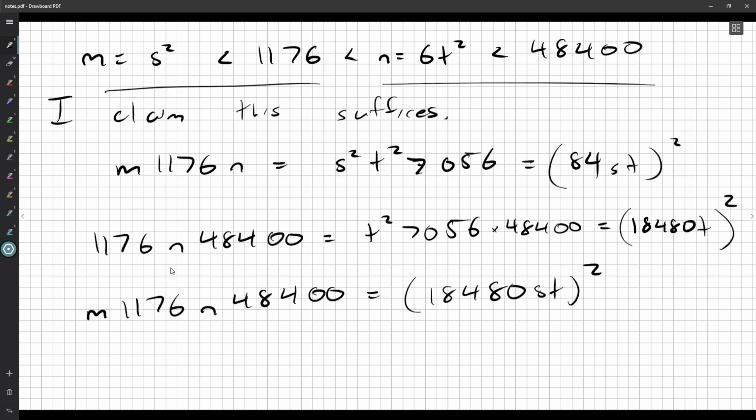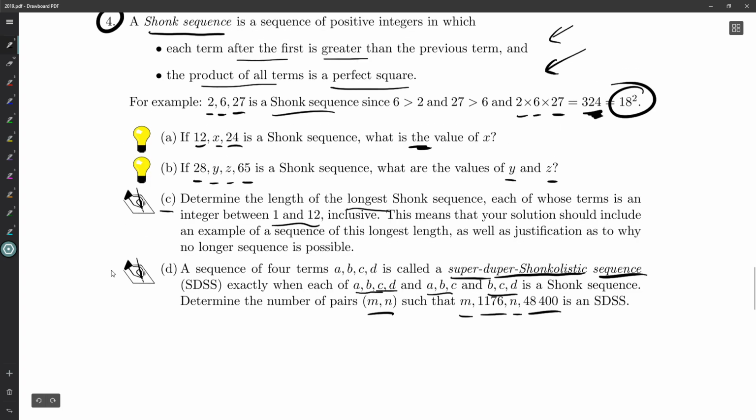Okay, so we just need to... It looks like the m doesn't have any impact on the n, and that's nice. So, let's say... They've got to be positive integers, right? Positive integers. Schonk sequence positive integers. Okay. So, m, which is the same as s squared, is somewhere in this range because it has to be strictly less than 1176. Square root both sides.